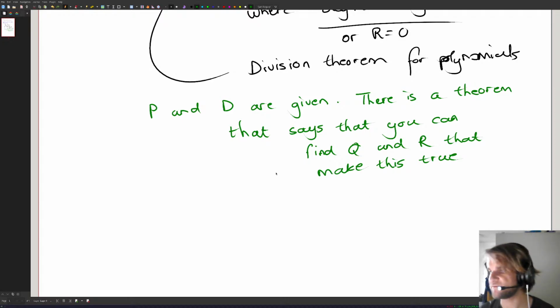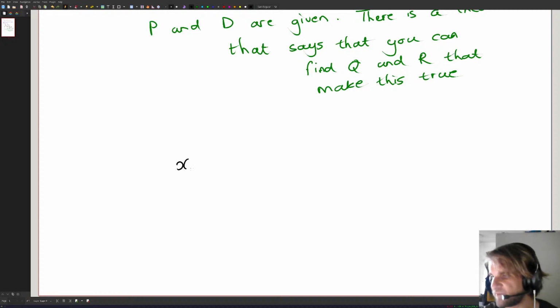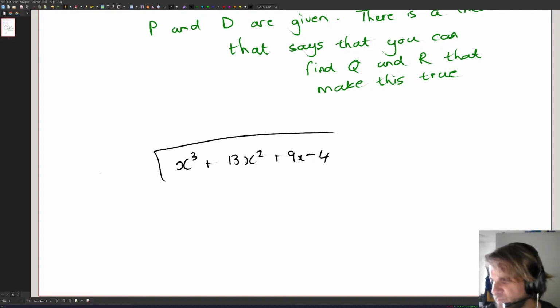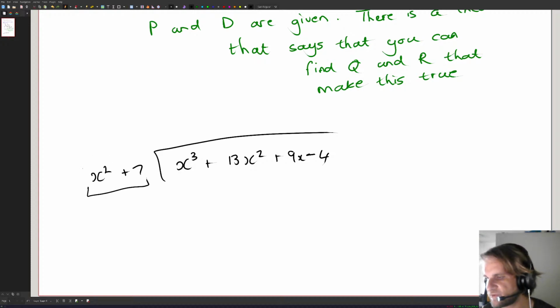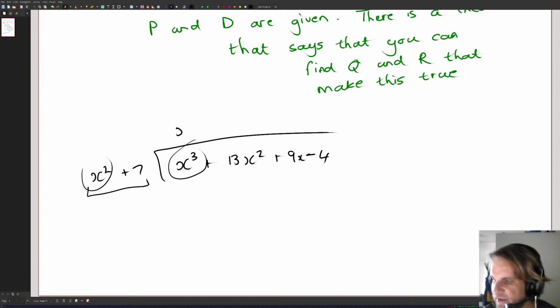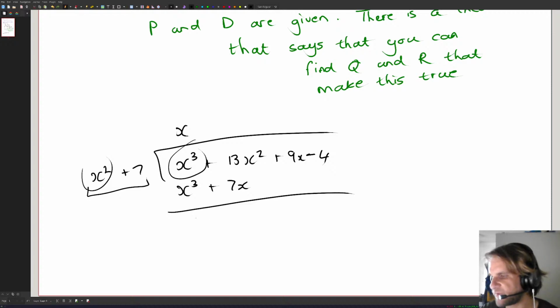Usually the way that you do it, and basically the reason why the theorem is true, is that you can do polynomial long division. So if I started out with something like x cubed plus 13x squared plus 9x minus 4, and I want to divide it by x squared plus 7, term by term, I find what I have to multiply this thing by so that the first term matches the first term over here. So if I multiply this by x, I'm going to get an x cubed plus 7x. And so I'm going to be left with 13x squared minus 7x plus 9x minus 4.